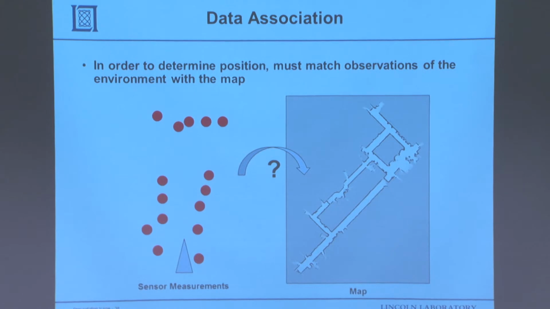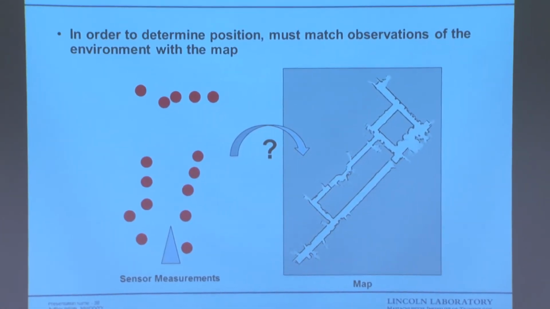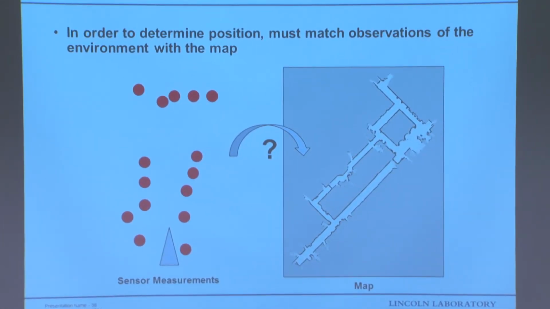So when you have a map like that, one of the challenges is this problem of data association. When my robot takes a measurement of the environment, if I have a laser scanner, I might get a set of points like this. How do I determine how that set of points match up into my environment in order to determine my robot's position? That's called the data association problem. Does anyone want to take a guess where this particular laser scan is from in that environment?